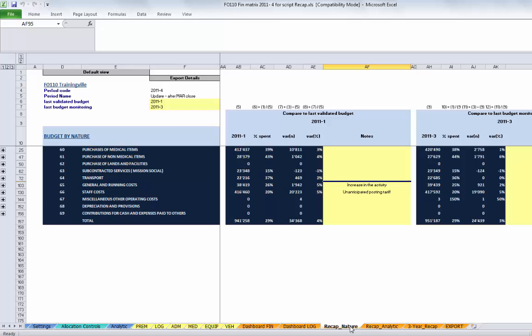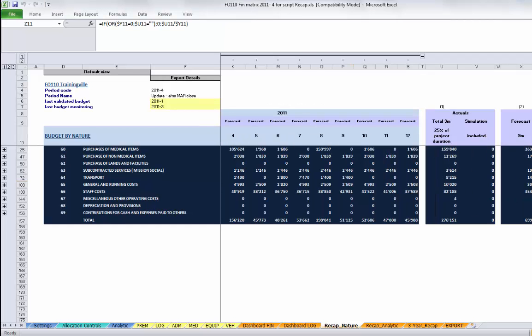This recap by nature is a very important part of the metrics for the BMR. BMR being done every month, this overview changes over time. These changes must be identified and explained. In particular, the BMR analysis must include explanations on significant variances when comparing the financial overview with the last validated budget. In the Recap Nature tab, the budget is summarized by account.